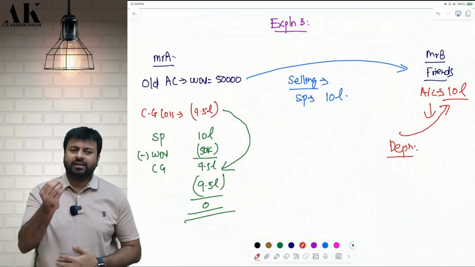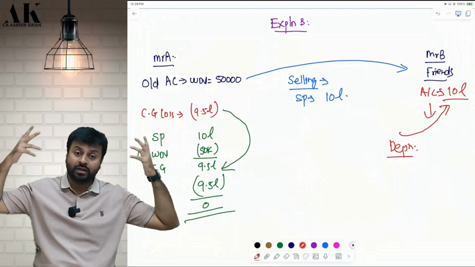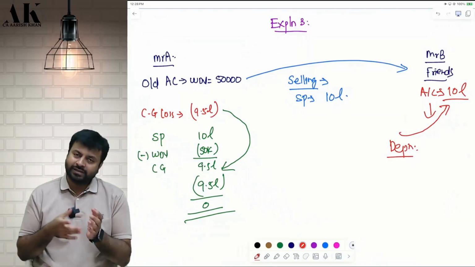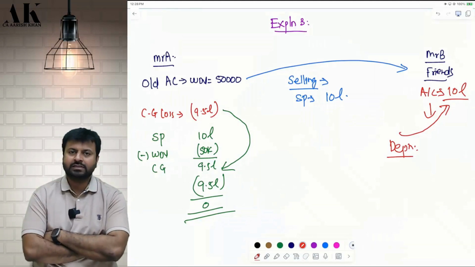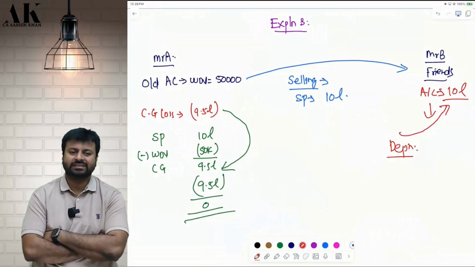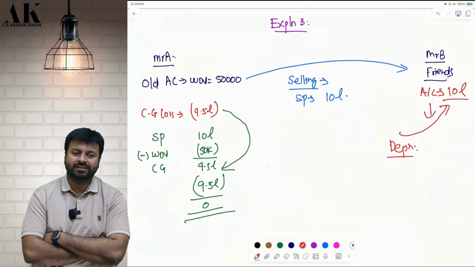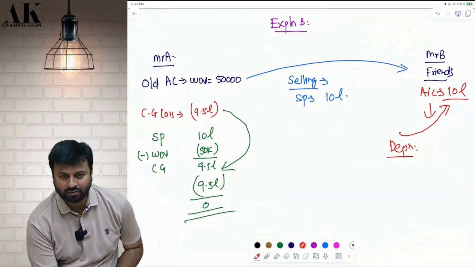Now, there is one financial question which should come to our mind: why would Mr. B buy an old AC for 10 lakh rupees, just to save depreciation? To save depreciation, he will pay 10 lakh rupees. Please tell me, is this a financially viable decision? No, it is not a viable decision.